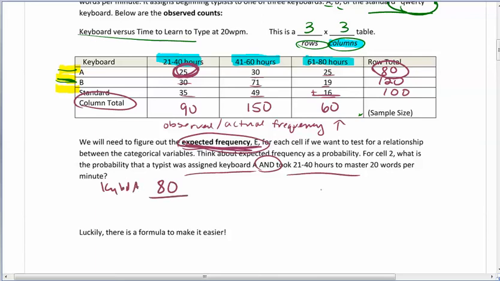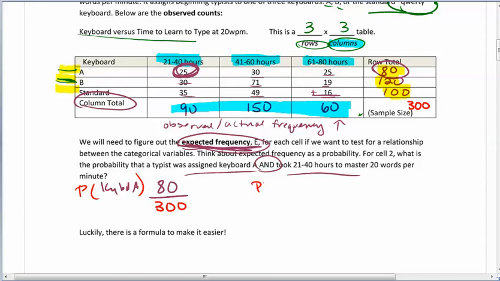80 people assigned to keyboard A. And then how many were there total? We actually haven't put that on our table yet. We added our row totals, we added our column totals, but we didn't actually add those numbers up. Add these up. If you notice, they should add up to the same thing, right? 300 people participated in this experiment. So that's going to be my denominator for my first probability. The probability that you were assigned to keyboard A was 80 out of 300.